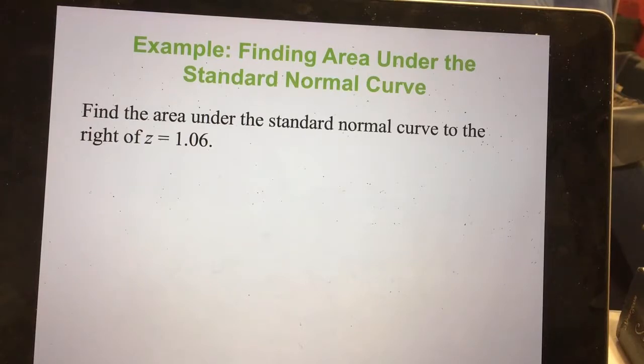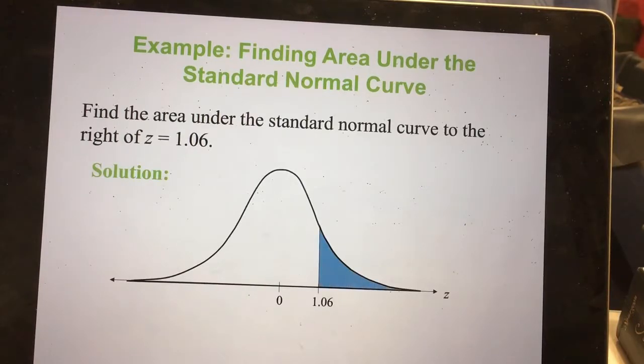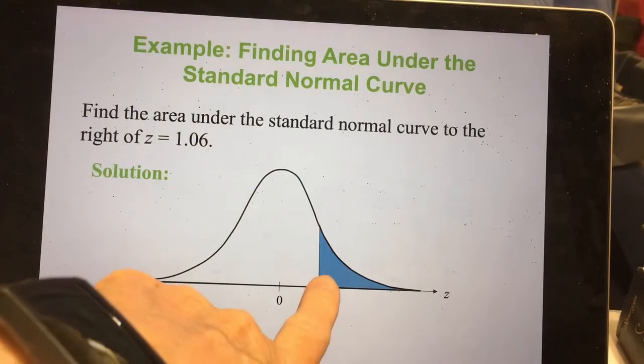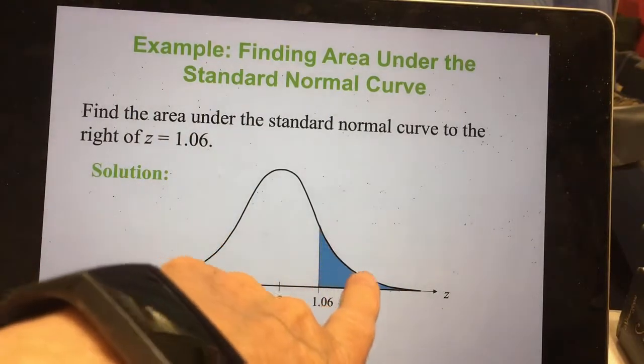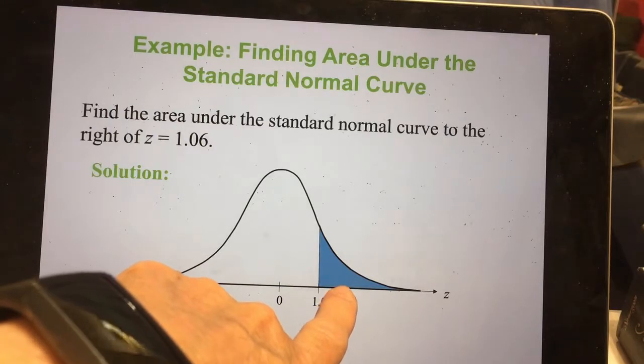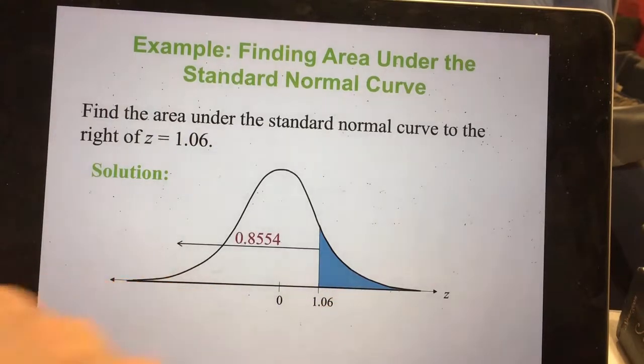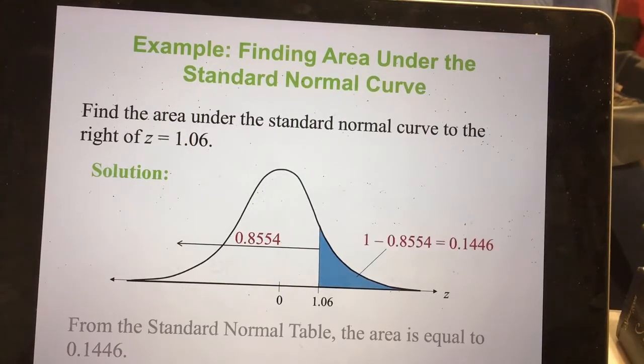Find the area under the standard normal curve to the right of z equals 1.06. So now we're looking at this area to the right. We're going to go to 1.06, but we can't get this one right away. We're going to have to take 1 minus whatever we find in the table. The table gives us 0.8554, which is to the left, so 1 minus 0.8554 is 0.1446. So the area is equal to 0.1446.